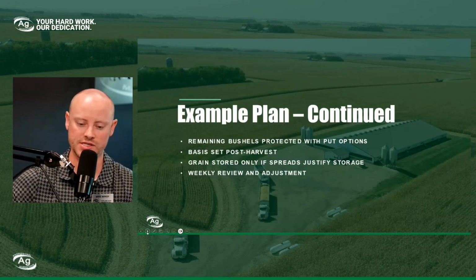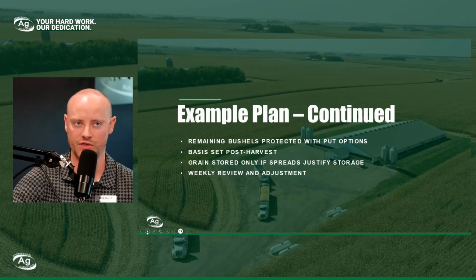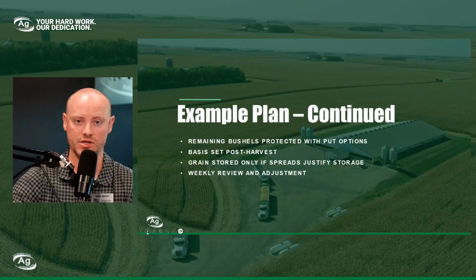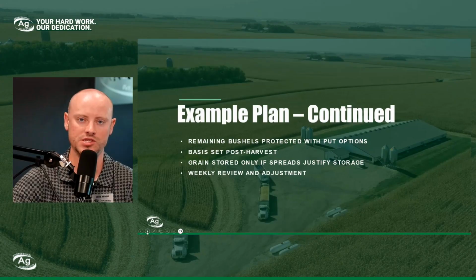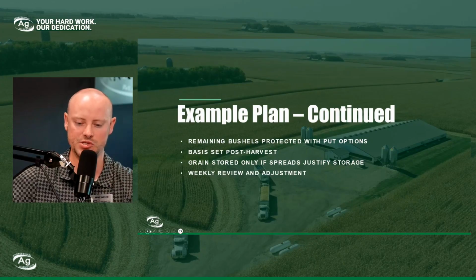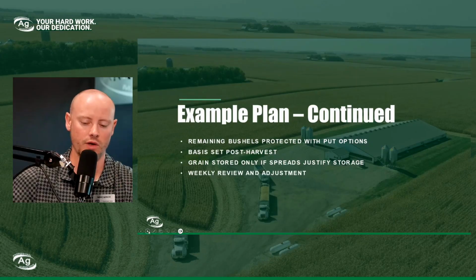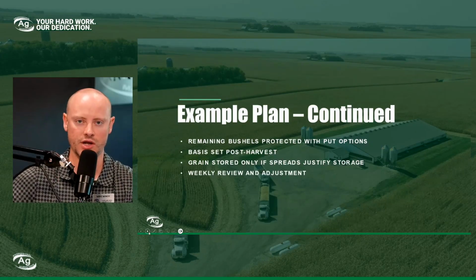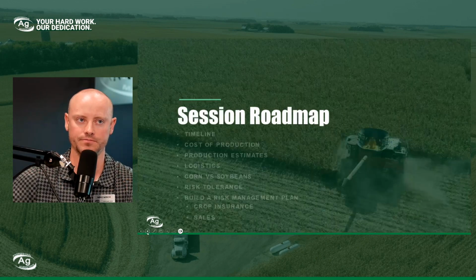On the remaining bushels, let's say on the other half, you could protect that with things like options, buying a put, selling a call, something a little bit less intrusive, just in case price really runs away from us. Or let's say you don't come up with the bushels and you have crop insurance kicking in. It's always nice to have a little bit of flexibility there. Basis set post-harvest, once I've got the bushels, it's a little bit easier to manage some of those. And then grain stored only if the spread justifies the storage. So if it doesn't make sense to store the bushels based on spreads, reminder, don't gamble on the price of it. Just try to manage your space like an elevator.